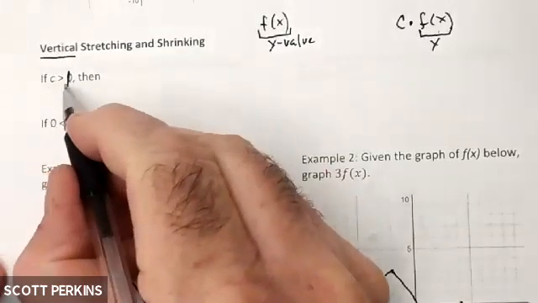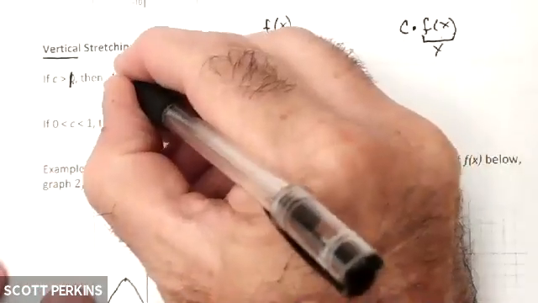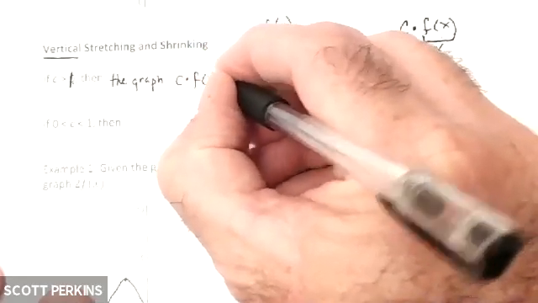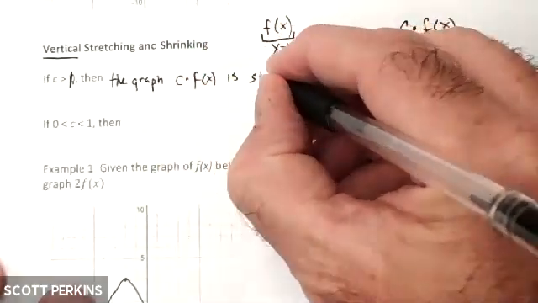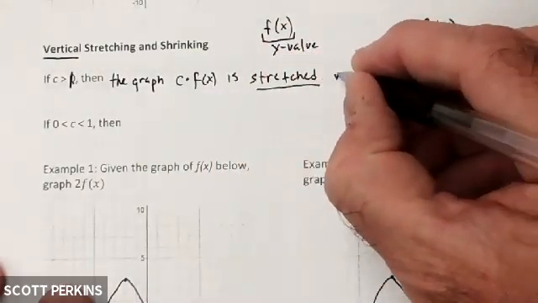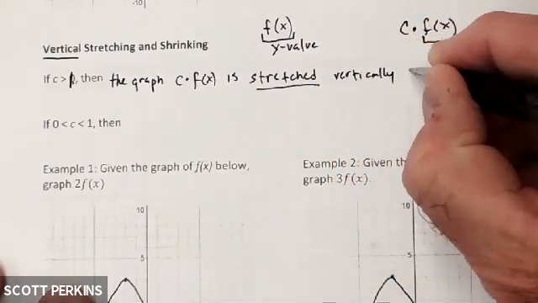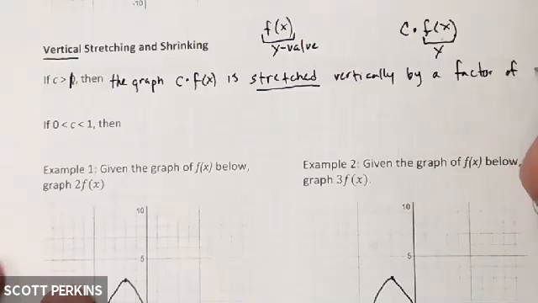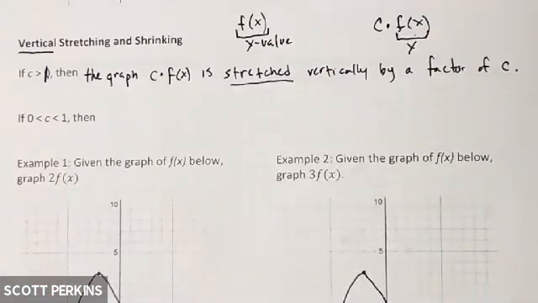So if c is greater than 1, then the graph of c times f of x is stretched vertically by a factor of c. I'm just writing mathematically what you summarized for me, or what we tried to think through. We're going to do some problems and we'll see how this goes.